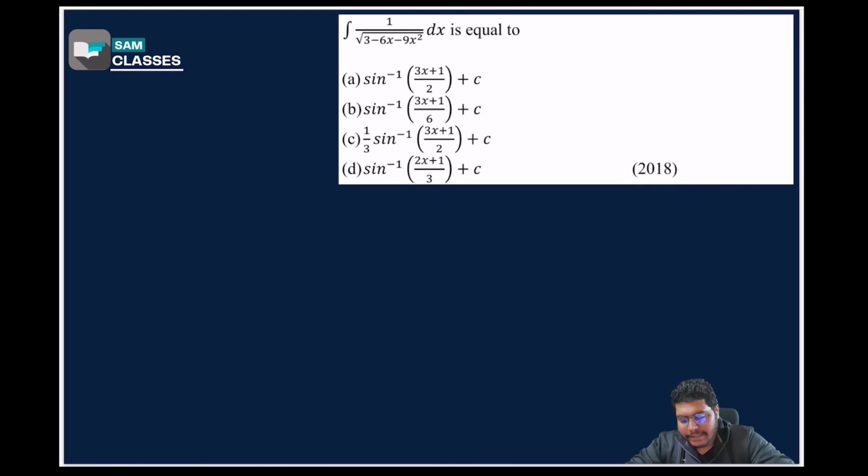By seeing this, you can directly see the answer is C. Now you'll say, sir, how, sir? You have mugged up the answer and you have come. No, no. See, first thing is everywhere sine inverse is there. Okay, we all know that much.